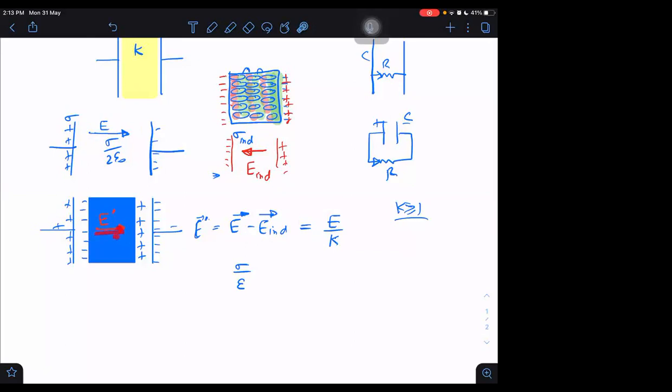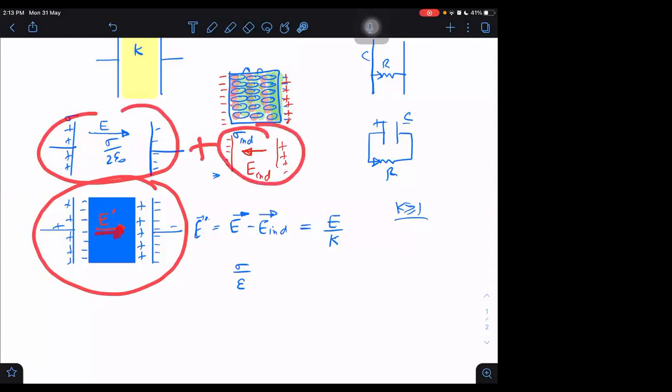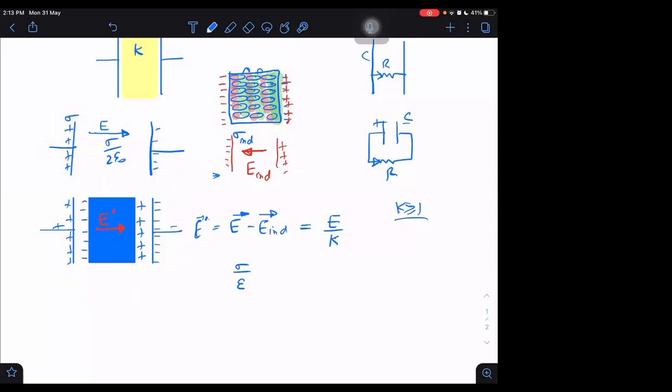The net field here will be in this diagram. This diagram is equivalent to the sum of these two diagrams. In this case, the dielectric is also present, and the capacitor plates are also present. When both are present, then we have to take the effect of both. This is due to plates, this is due to dielectric, and this is net when both are present.